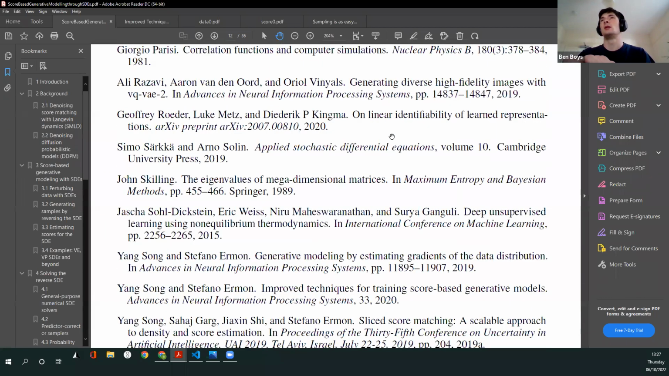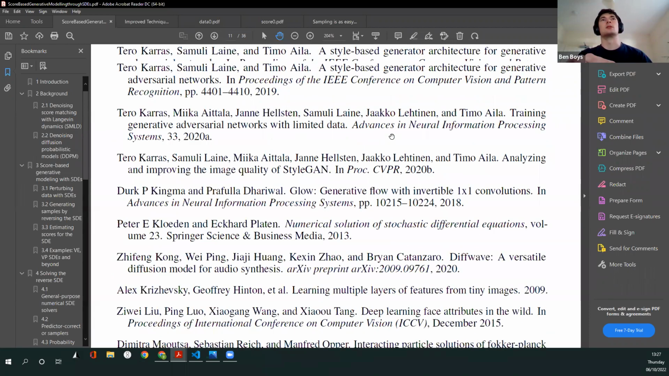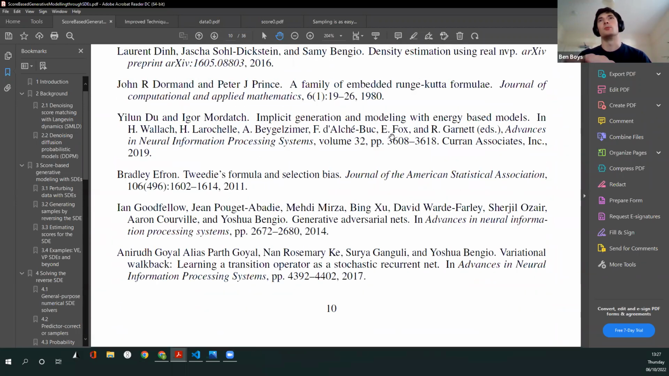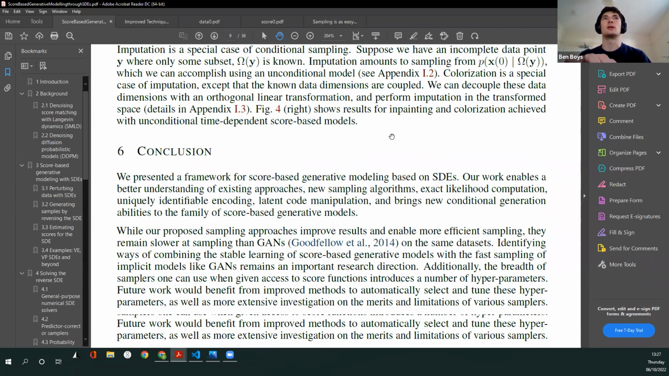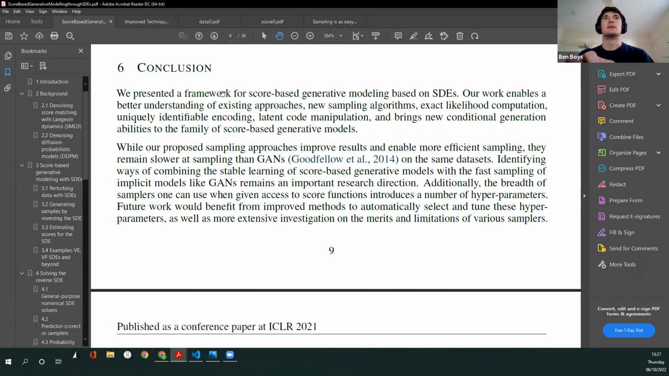It works for sampling high dimensional distributions that are just not possible to sample from using Langevin dynamics and MCMC. So the conclusion is they presented a framework for score-based generative modeling based on SDEs, and it enables a better understanding of existing approaches and new sampling algorithms. One thing we didn't cover is exact likelihood computation, which is maybe something we can go over another time. But likelihood computation is useful, I think, for a number of machine learning tasks.